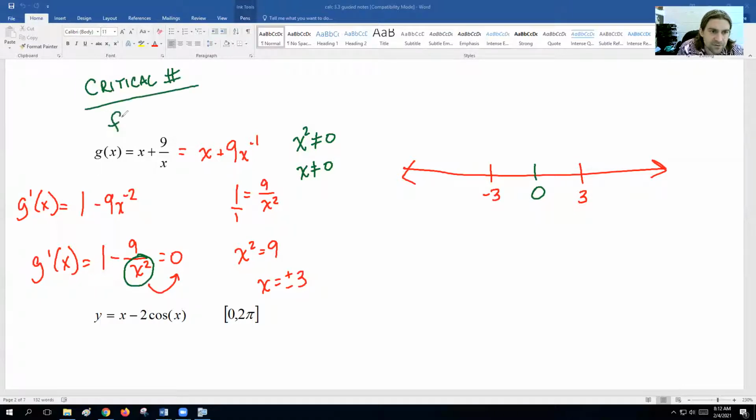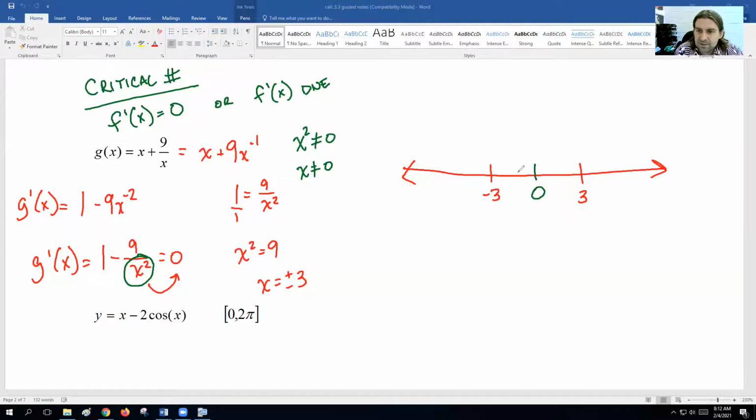Typically, it's when the derivative would equal 0 or when the derivative does not exist. So we need to check both of those. Now, when we have a normal polynomial like the one above, we don't really need to worry about this. Typically, you need to worry about when it does not exist when you have fractions. So whenever you have an x in the denominator, you always need to double check that here.